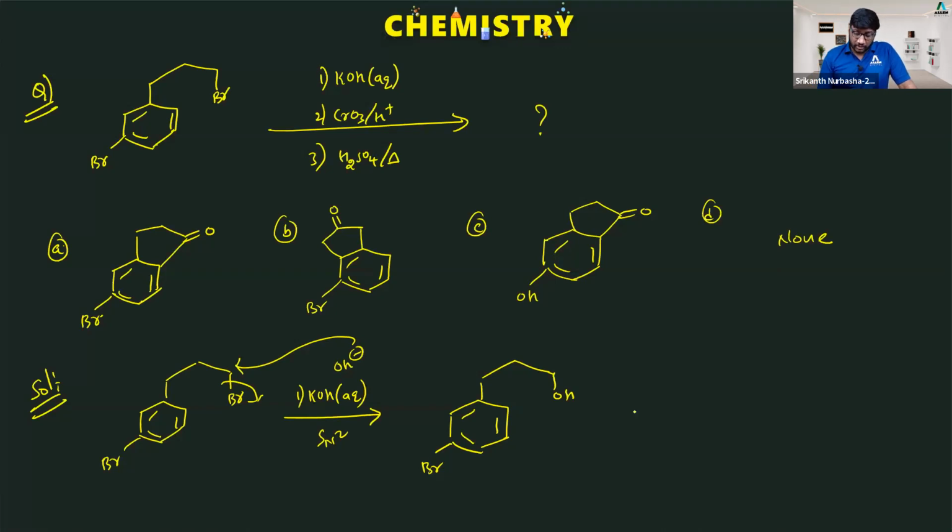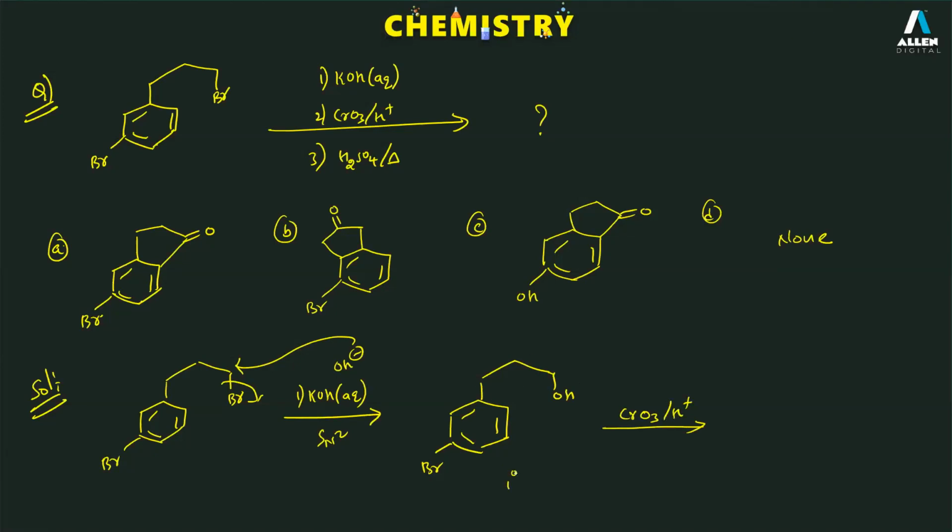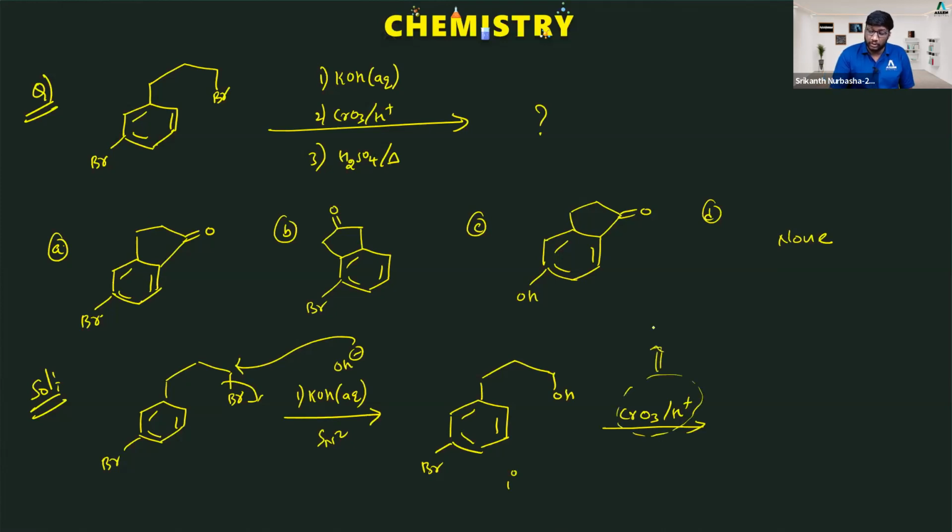Now we are treating with CrO3 in the presence of H plus. What type of compound will this give? Carboxylic acid will form, because it is a primary alcohol treated with chromic oxide in acidic medium. CrO3 in the presence of H plus acts as a stronger oxidizing agent because it leads to the formation of H2CrO4. This H2CrO4 has chromium in the +6 state, which converts into chromium in the +3 state. So we'll have the respective carboxylic acid formation.